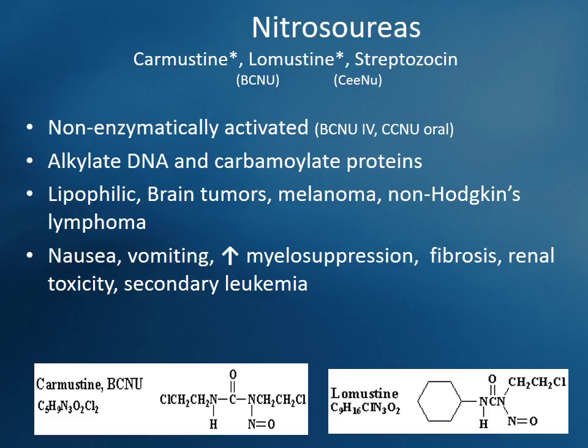As far as toxicity goes, very similar to other alkylating agents here. See a little bit more myelosuppression than some of the other agents, certainly things like pulmonary fibrosis, some renal toxicity. Then, as always, secondary leukemias are a possibility when using these chemotherapeutic agents.